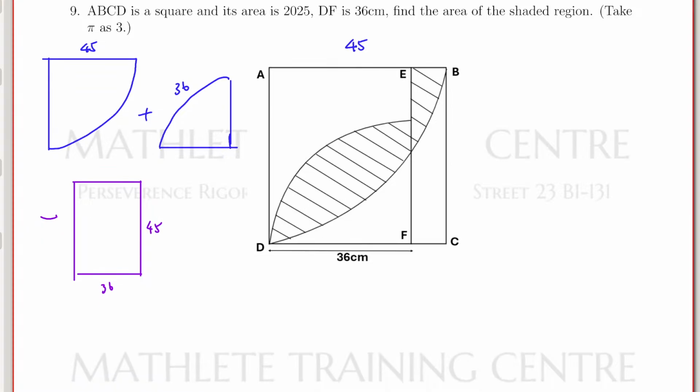Okay, so let's try to calculate. Taking pi as 3, the values for the question will be: first, we have 1/4 of pi times 45 squared, that's the radius, minus away 1/4 of pi times 36 squared.